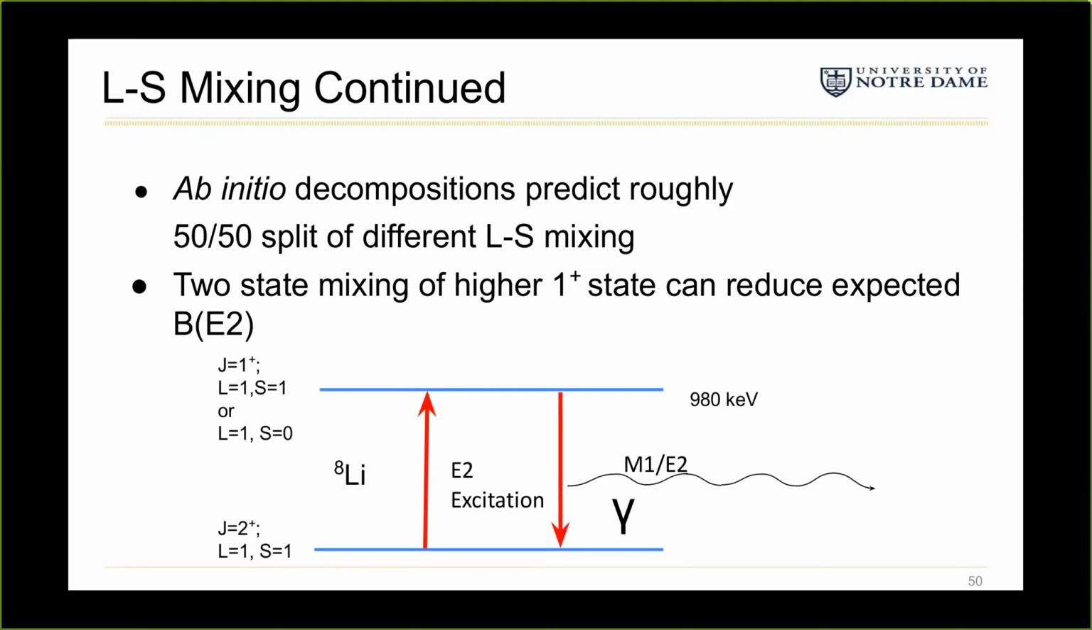There is some initial indication that this mixing in the 1 plus state is coming from two-state or even multi-state mixing, where there are higher 1 plus states that are mixing and merging with this first excited state. We're still looking into this with the theorists. But we would expect this to reduce the BE2 value.